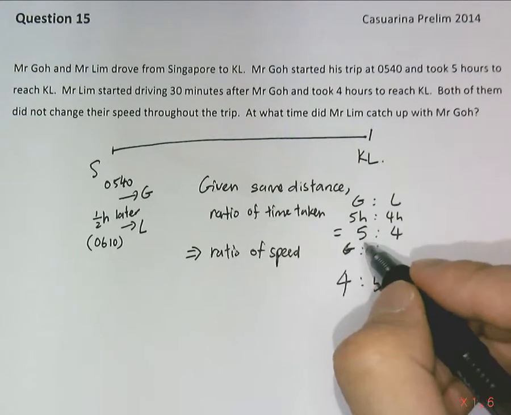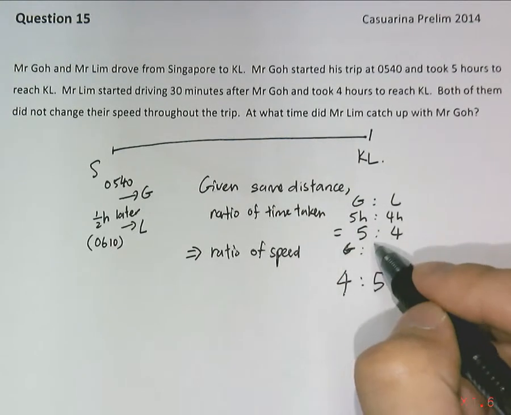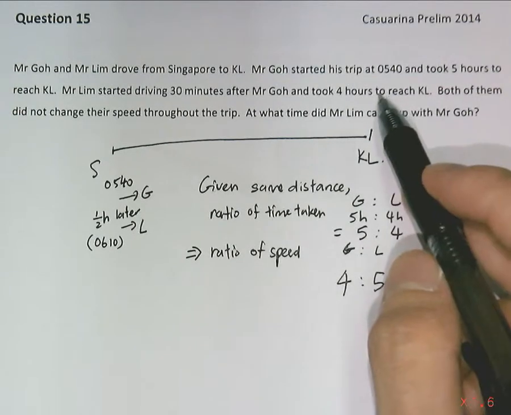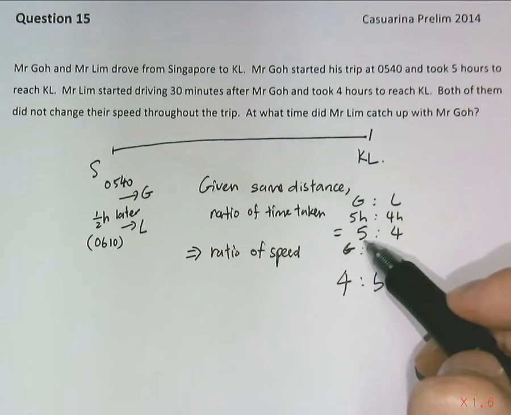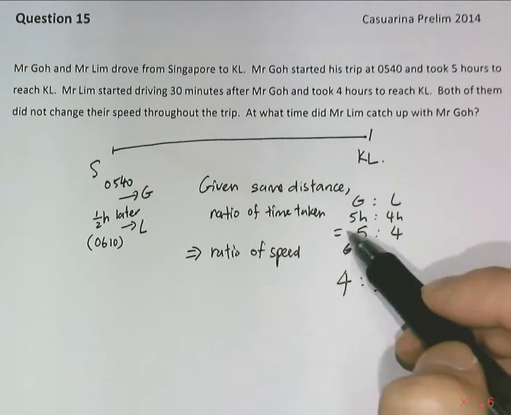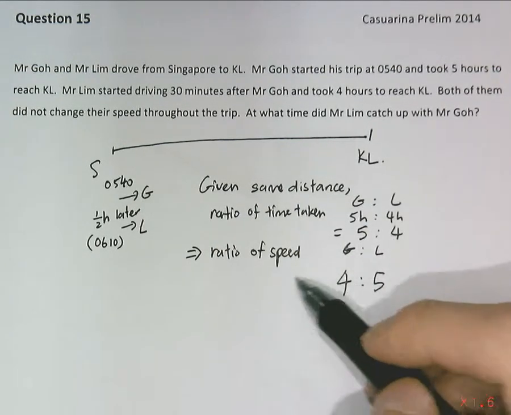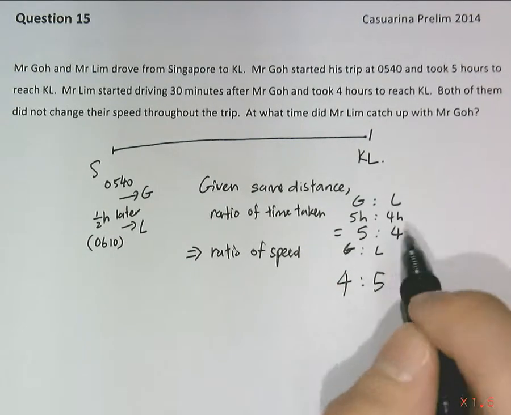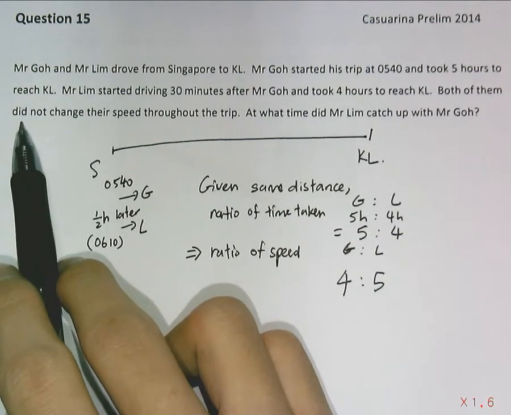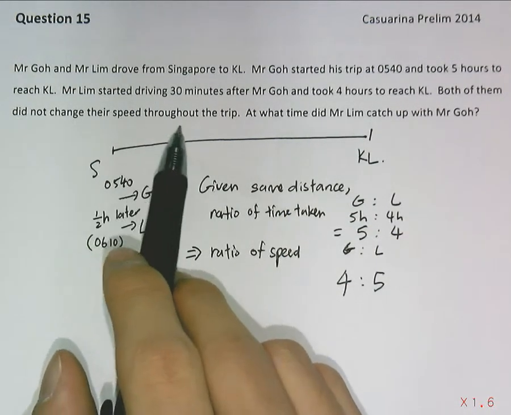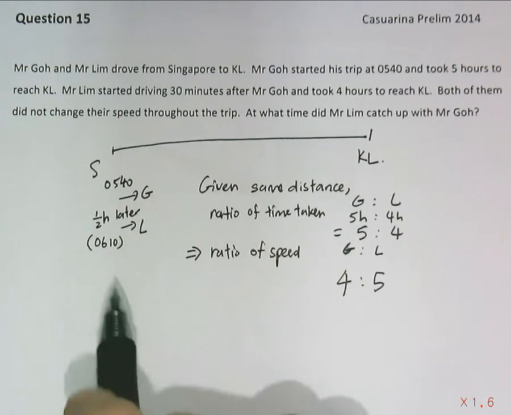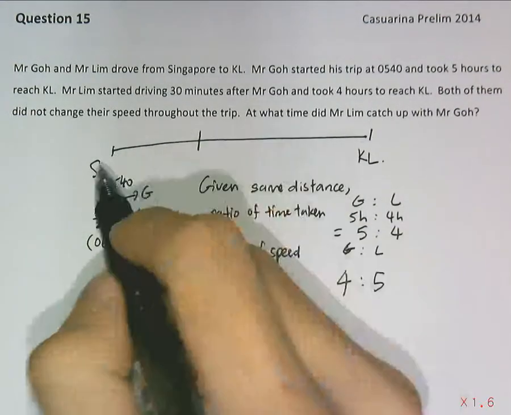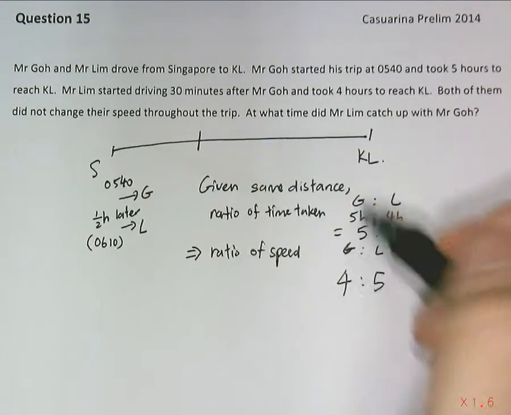So for ratio of the timing for Mr. Goh to Mr. Lim, based on the given information, 5 hours and 4 hours, we can eventually find the ratio of time 5:4, and we can use this same distance concept on the ratio of speed to tell us that it's 4:5. Now this ratio of speed is important because since they gave that both of them did not change their speed throughout the trip, now we consider the overtaking point as a distance shorter than the entire journey. But it's actually still the same distance.